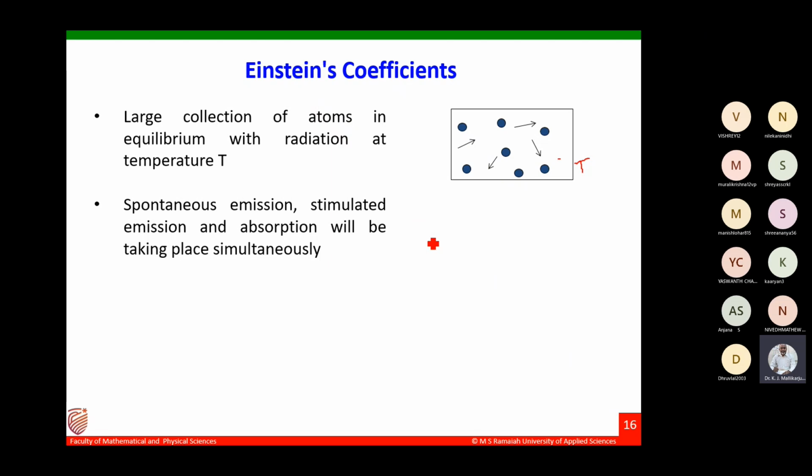All these three processes occur at thermal equilibrium. For example, light is falling on you. All three processes, spontaneous emission, stimulated emission, and absorption, will occur simultaneously because radiation is continuously falling on you. It doesn't distinguish whether one atom is excited or in the ground state. At thermal equilibrium, everybody should be the same, right? Constantly this radiation is falling.